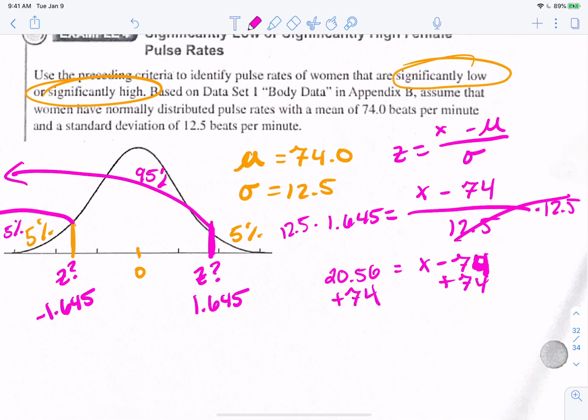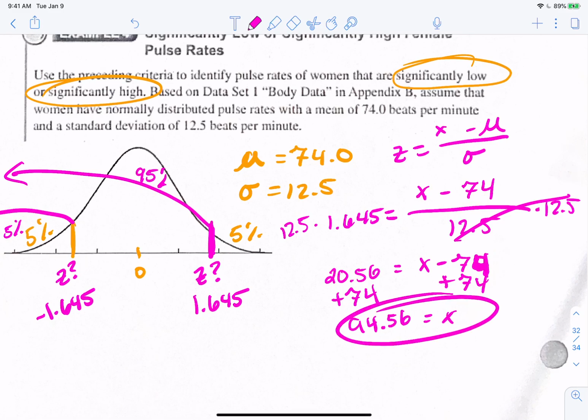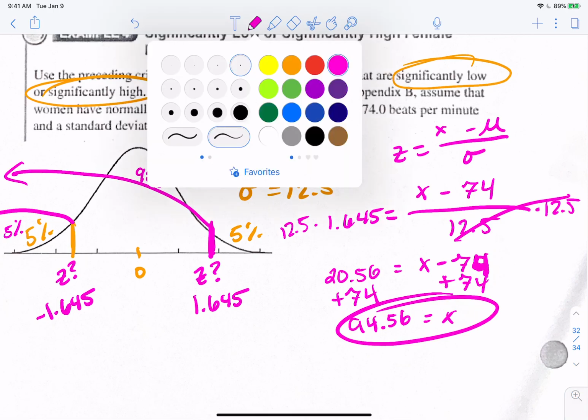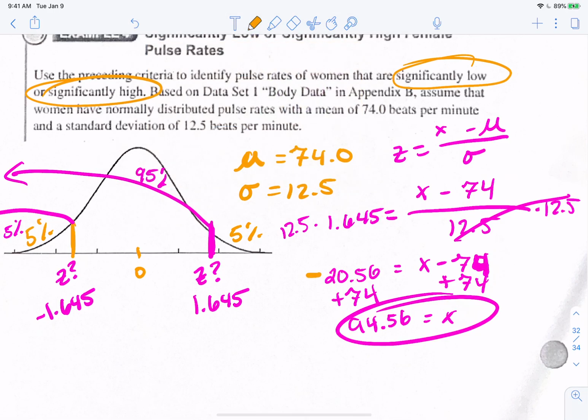94.56 equals x. Yep. Okay, that's your high. Then you've got to do the opposite. So, hold on, just wait a second. You don't have to redo it. When you do the opposite, it's just going to change. It's got to be subtract 20, negative. It's 74 minus the 20.56, right?